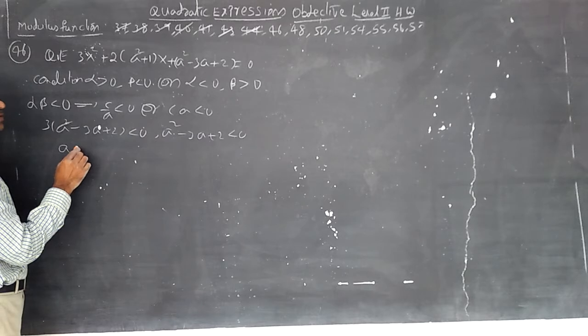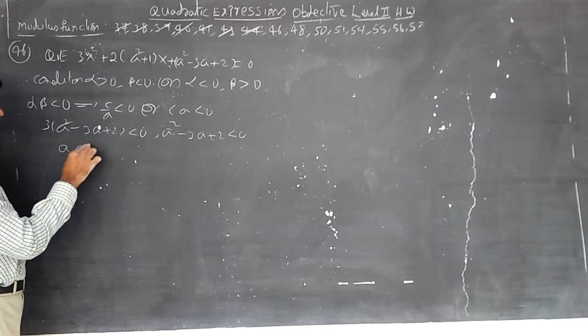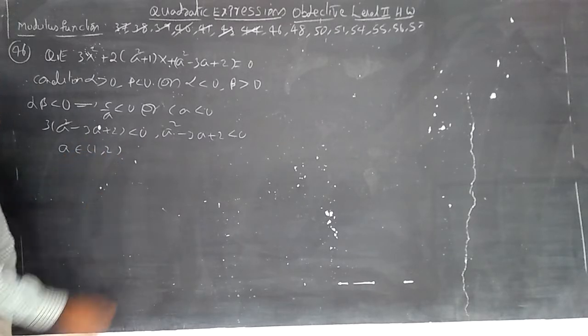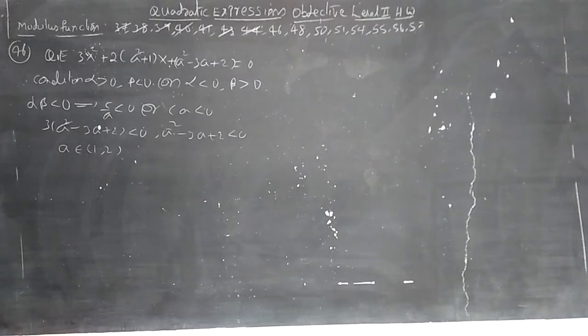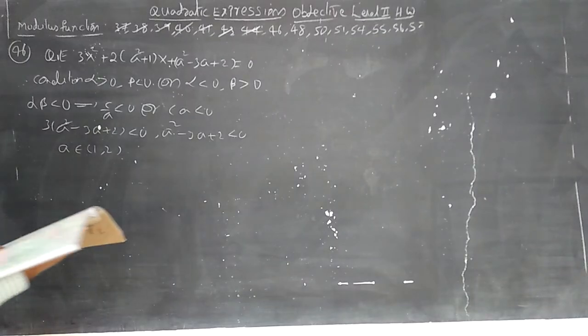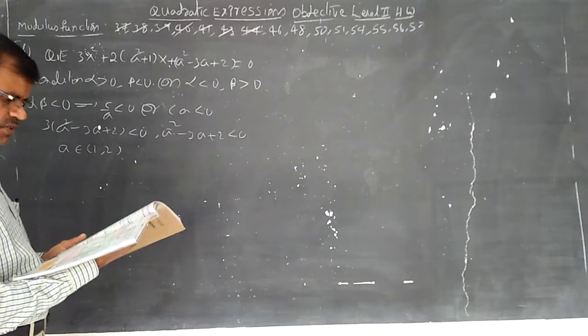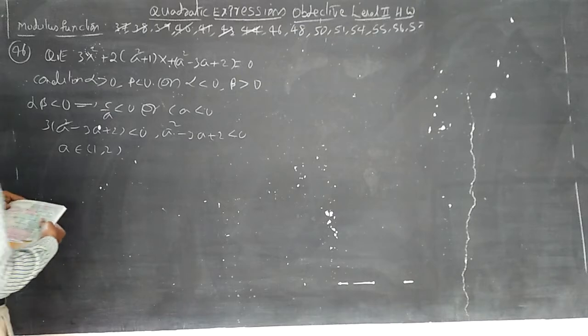So a square minus 3a plus 2 factors, simply a belongs to 1 comma 2. Roots are 1 and 2. A belongs to 1 comma 2. It is discussing just that, that's all. Simply 1 comma 2. Third option.